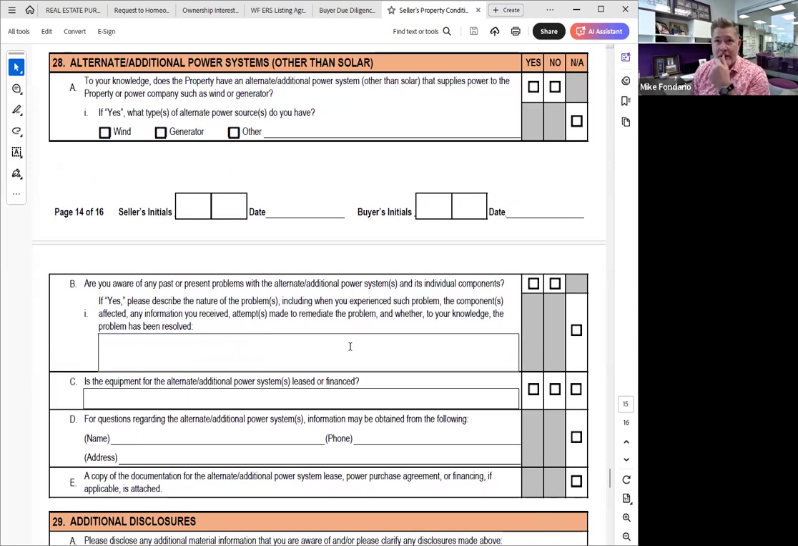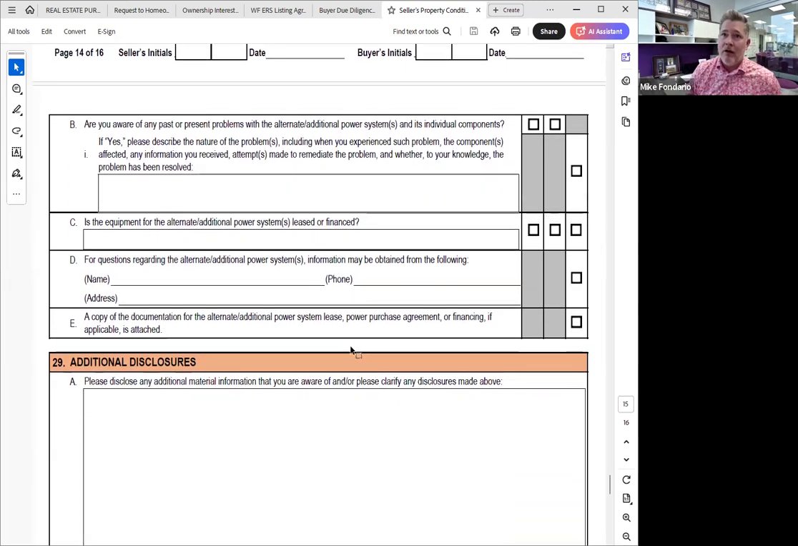Alternate additional power systems. So in this instance, I told you about the street that my parents live on, and almost everybody on the street has a natural gas powered backup generator. And this is where you would disclose that. You need to talk about its components. Is it working well? And talk about that as you would any other system that's attached to the house.